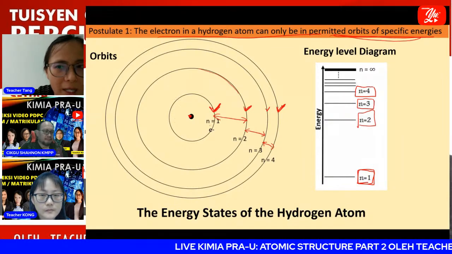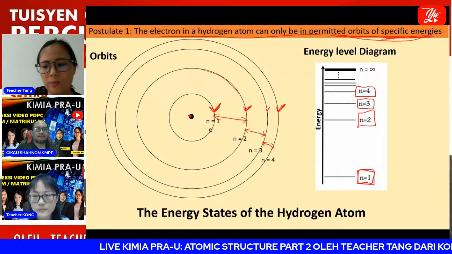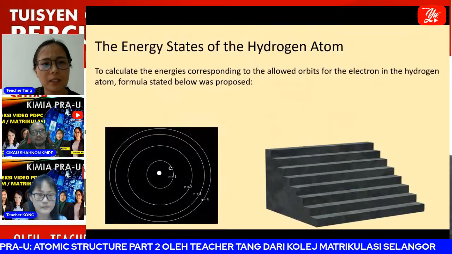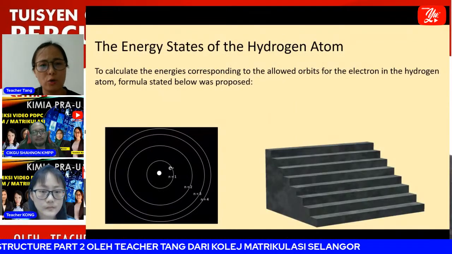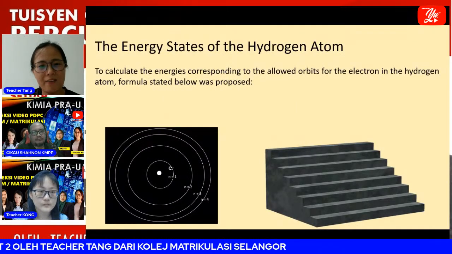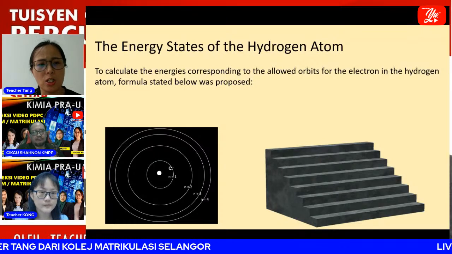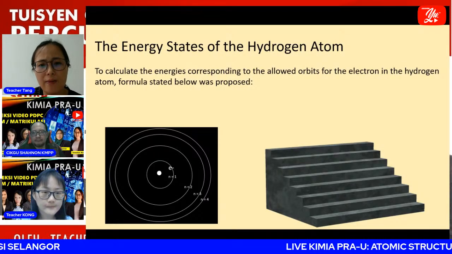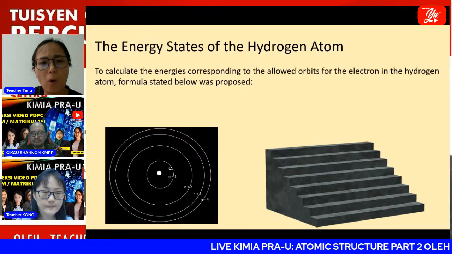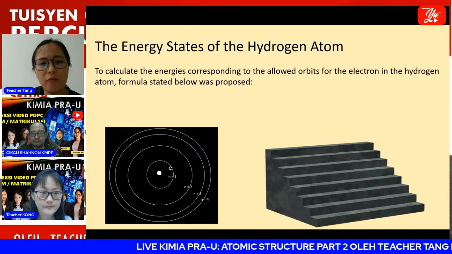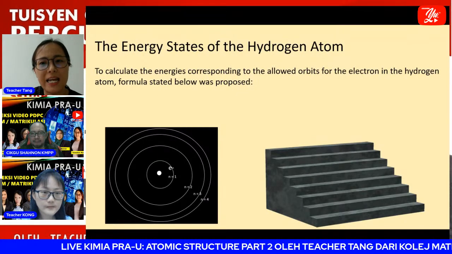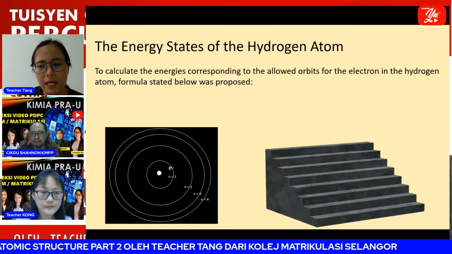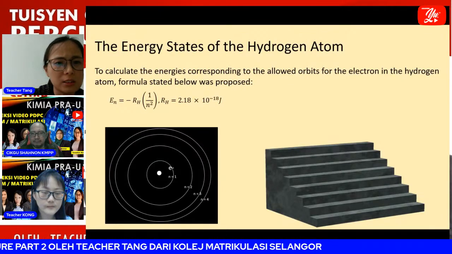So again, the first postulate: the electron can only be in the permitted orbit, and this permitted orbit has specific energy. Just now I told you that each of these orbits has specific energy. Bohr actually came up with a formula to calculate the energy of the electron in a particular orbit. So this is the formula.